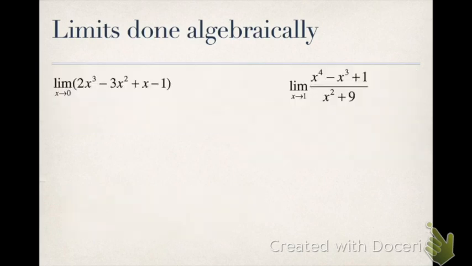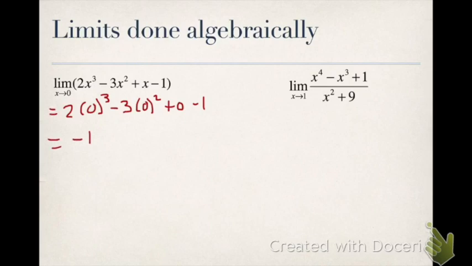So here we have the limit as x approaches 0 of 2x cubed minus 3x squared plus x minus 1. All we have to do is plug 0 in for x and see what we get back. We're plugging in 0, so we have 2 times 0 cubed minus 3 times 0 squared plus 0 minus 1. And when we do this, we get negative 1. The limit as we approach 0 is negative 1.